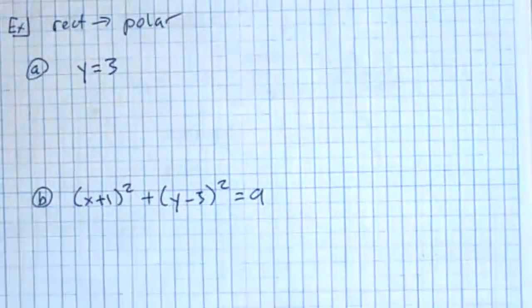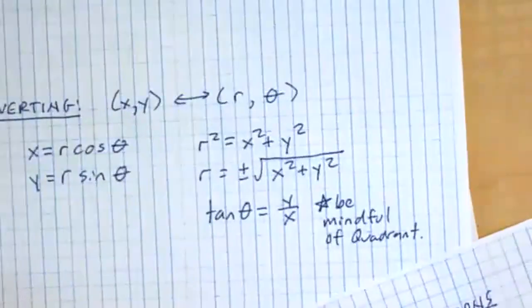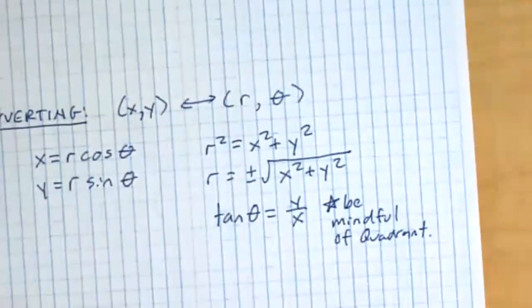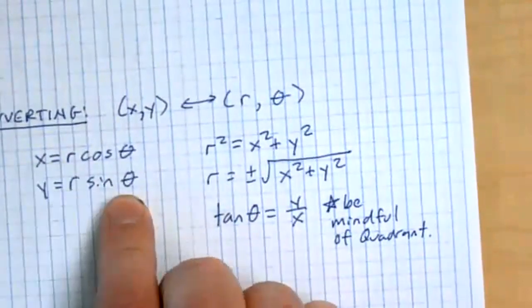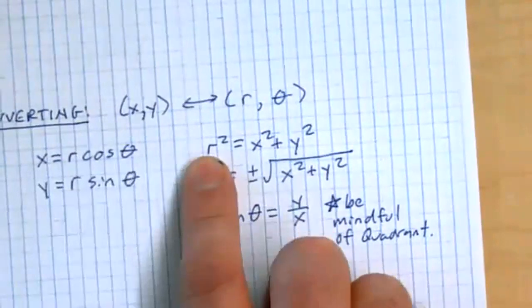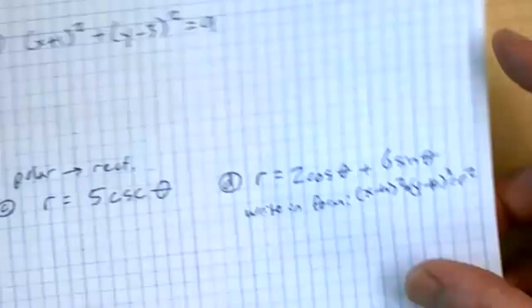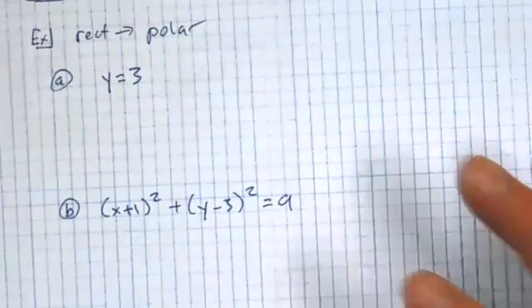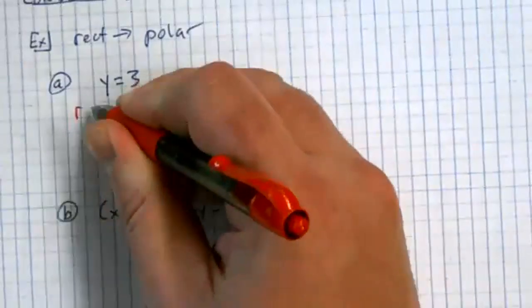So A is a pretty simple one. What we need to be looking at right now, and if you have a separate piece of paper, would be these equations right here. This is what's going to help us do some substitution. If we can get an x or a y, we can replace it with r cosine theta or r sine theta. If we have an r squared, we can replace it with an x squared plus y squared, or vice versa. So what I'm seeing here is y equals 3. And I know that y is equal to r sine theta. So my first step would be to replace y with r sine theta.